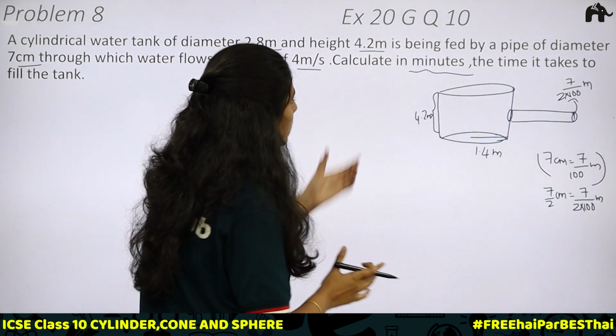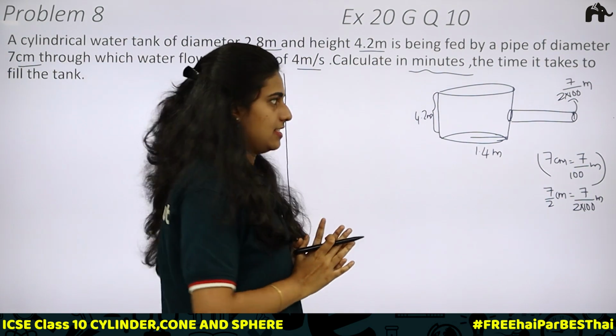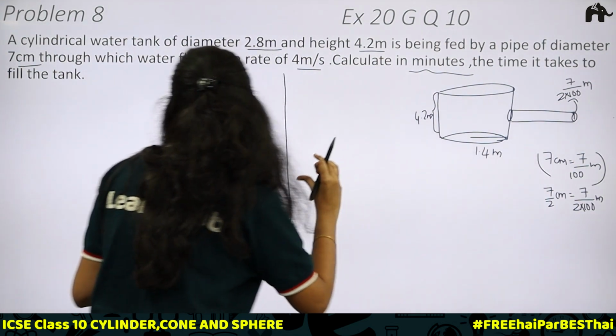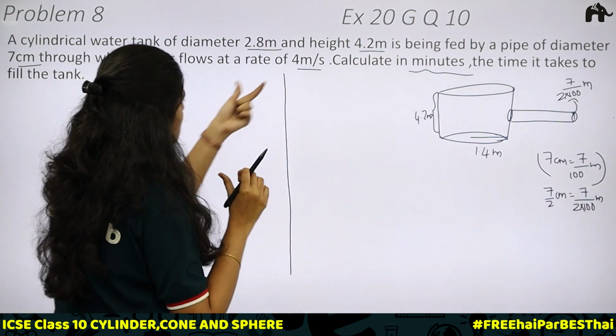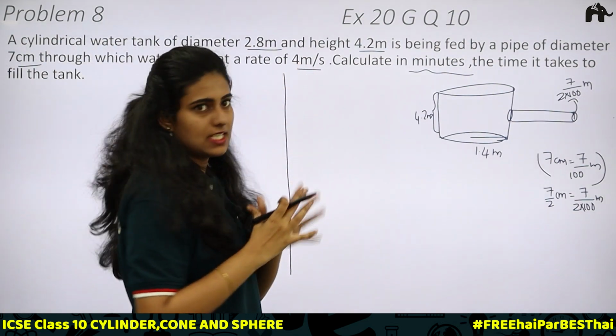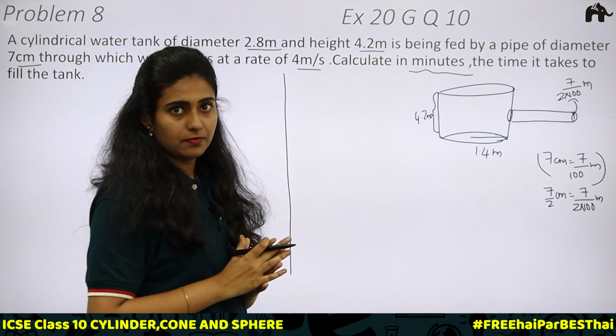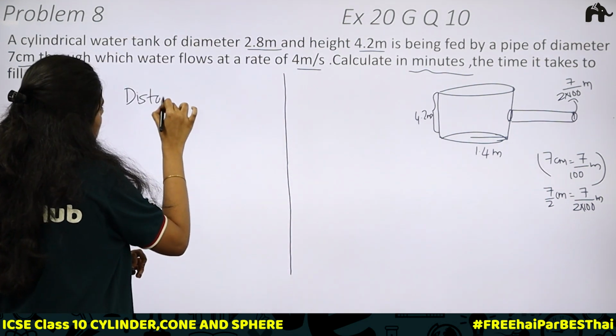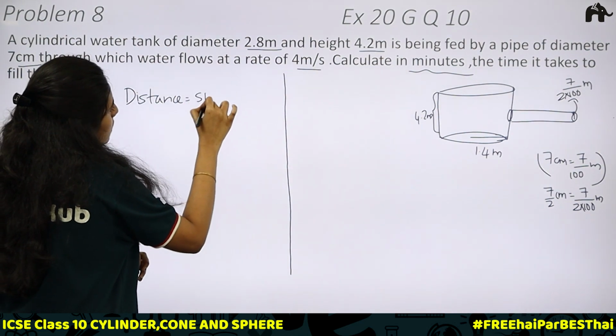We need to calculate in minutes the time it takes. Okay, how to calculate the time? Here, the water flows at a rate of, the speed is given, which is 4 meter per second. Yes? Okay, we have studied distance is equal to speed into time.